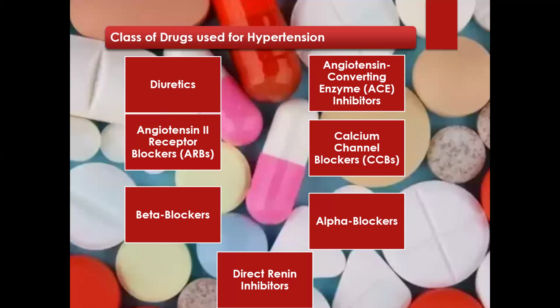Another group of drugs is the direct renin inhibitors. Direct renin inhibitors such as aliskiren work by inhibiting the enzyme renin, which is involved in the production of angiotensin II. By blocking renin, this medication reduces the production of angiotensin II and helps lower blood pressure. So these are the groups of drugs that are used in the management of hypertension.